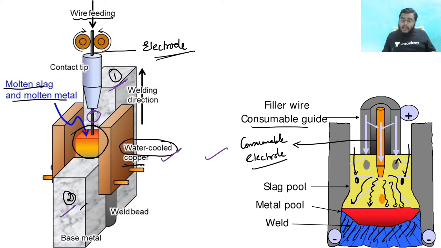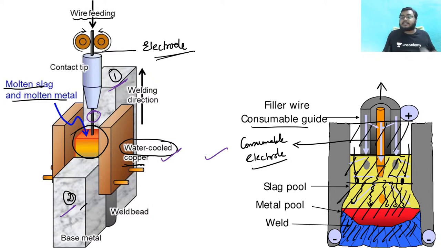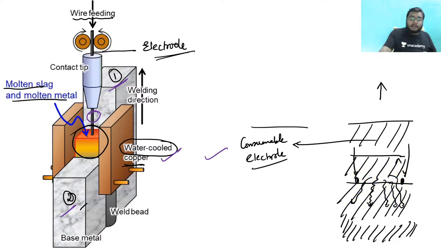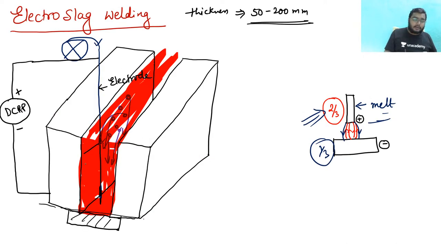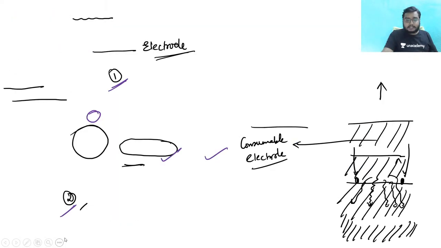Now suppose you have developed the weld up to this section. Now you will just move this electrode arrangement upward, so that you can generate the weld in this next section. Again you will generate a weld in this section, and in this way you will get the weld throughout like this. Clear? Fine, so this is the basic process of electroslag welding. Now let me write it down.